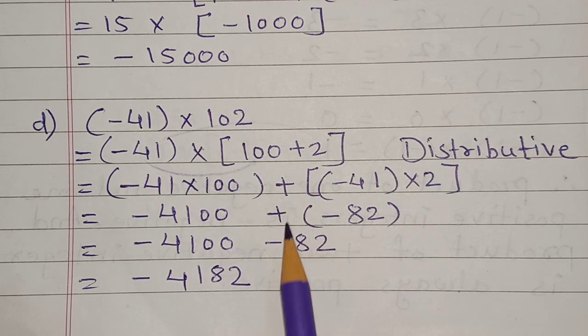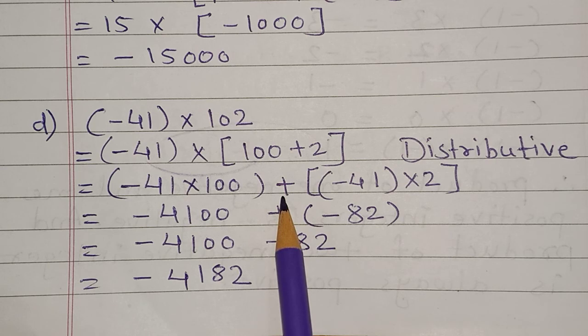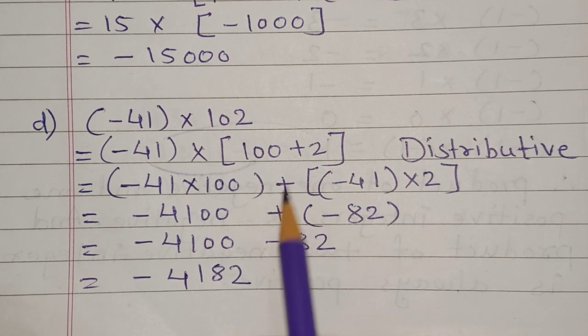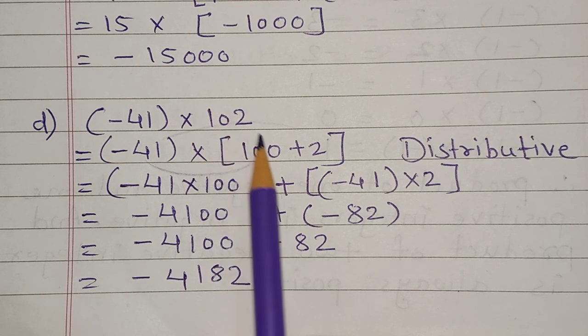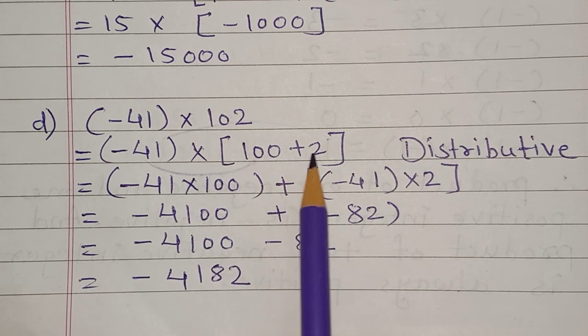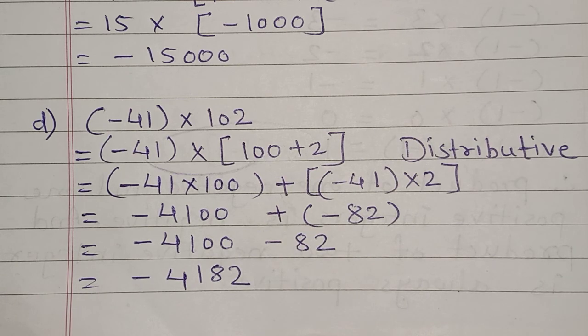Let's solve this. Why have I written the plus sign here? Because here it is a plus sign. If it were negative, then I would have written a negative sign. Like suppose here it is 99. So instead of 99, I can write 100 minus 1. So the sign that time will come negative.